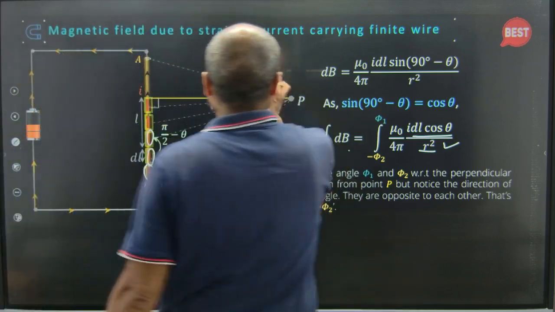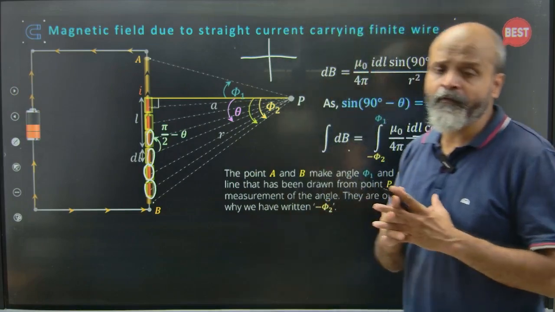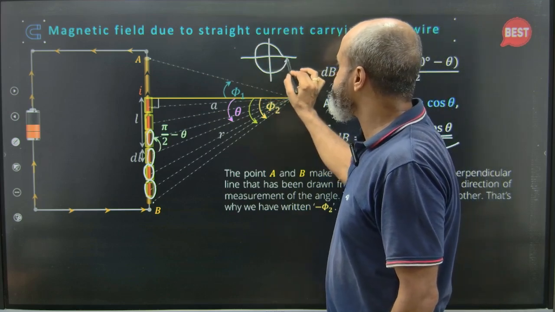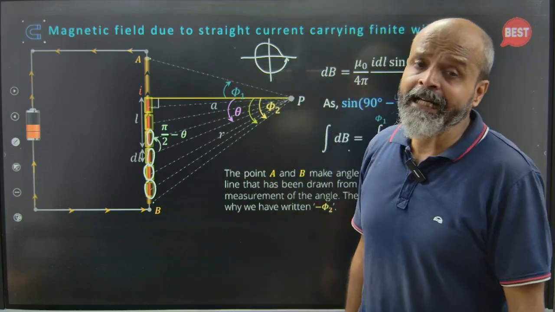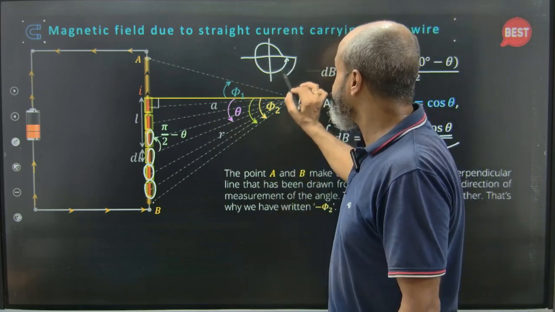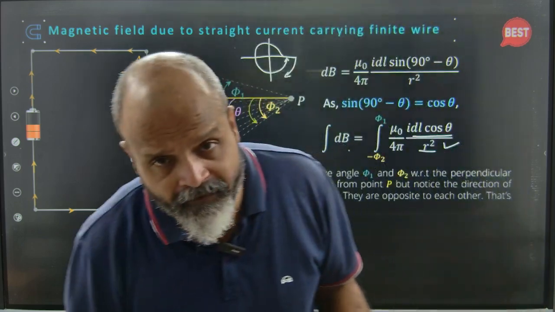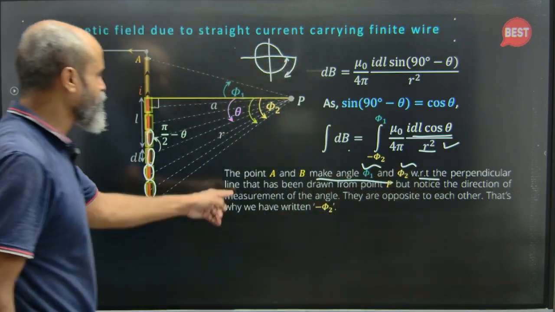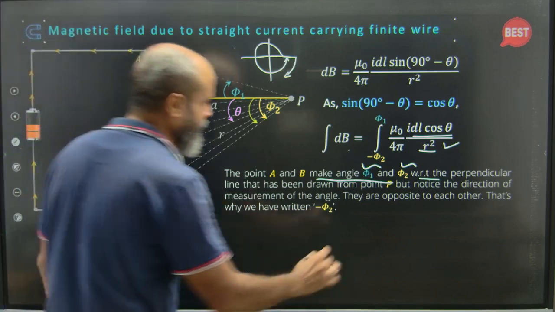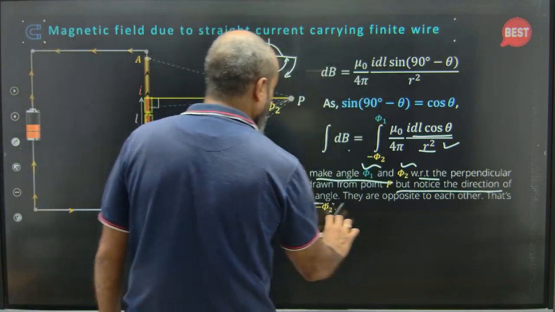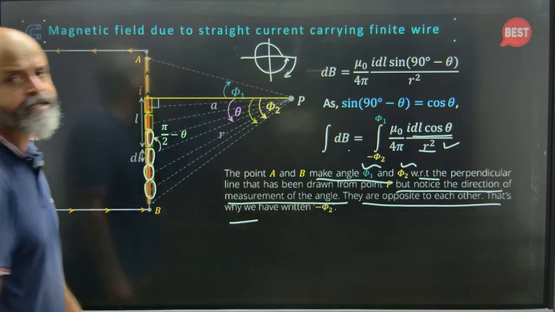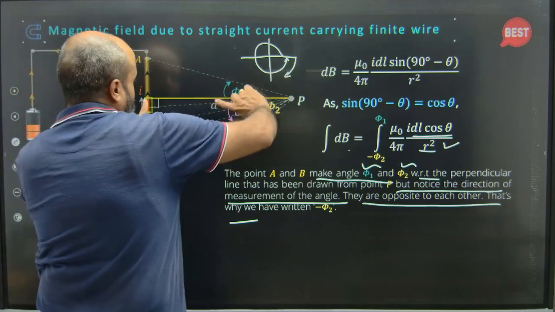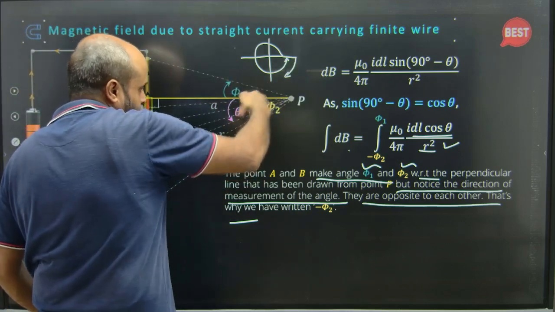Recall in quadrant movement for ratio of trigonometric angles, we generally tend to move in a clockwise direction. When we move in a clockwise direction, the angles are taken positively. When we move in an anti-clockwise direction, the angles are taken negatively. So the points A and B make angles phi 1 and phi 2 with respect to the perpendicular line drawn from the point P. But notice the direction of measurement of the angle. They are opposite to each other. So since the angles are opposite to each other, this angle is going in this direction, this angle is going in this direction.